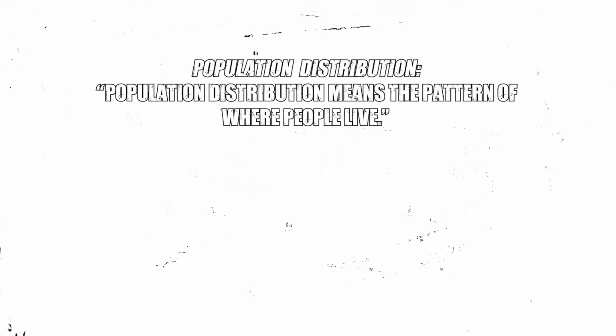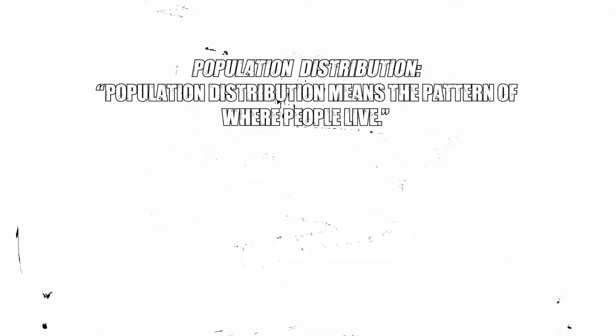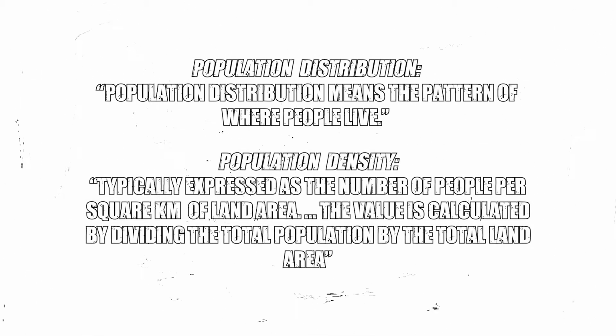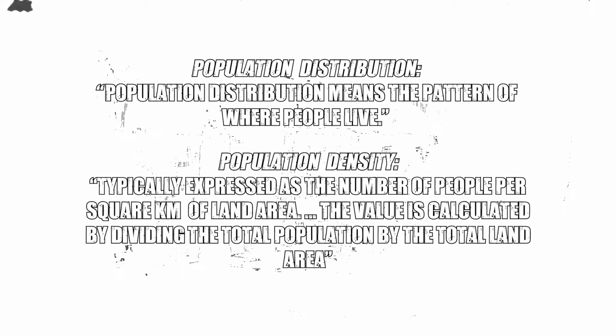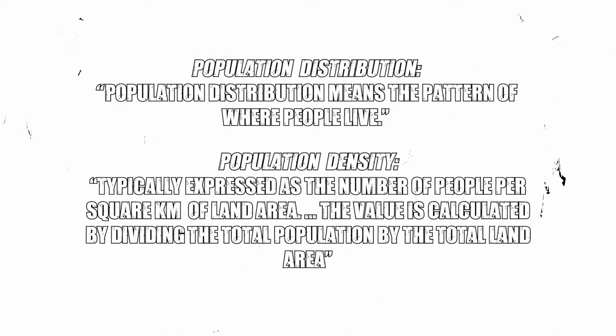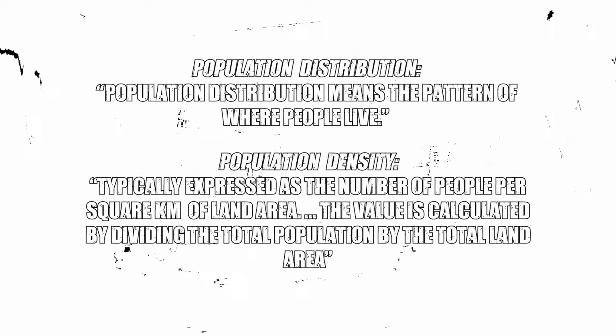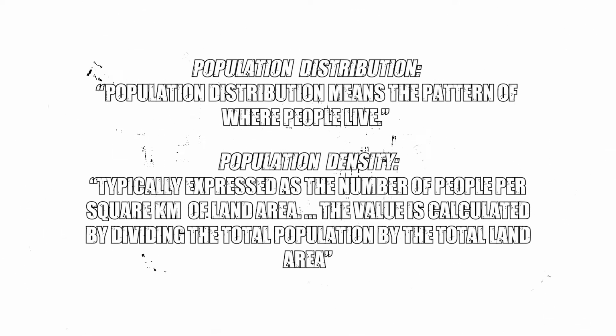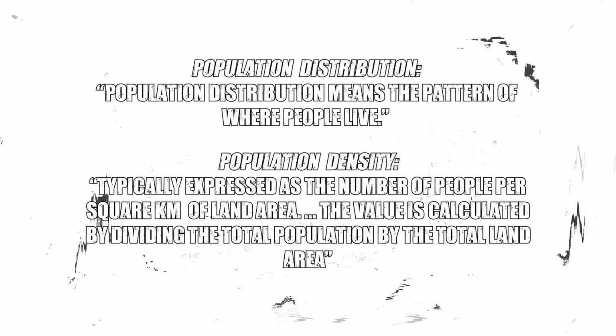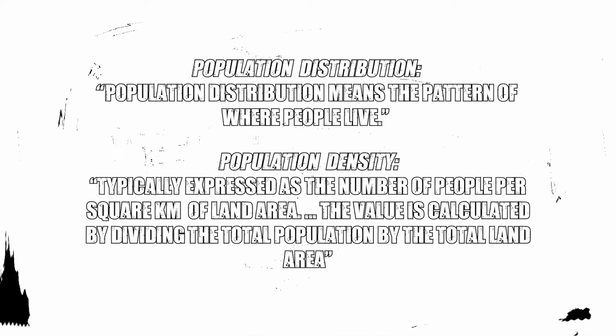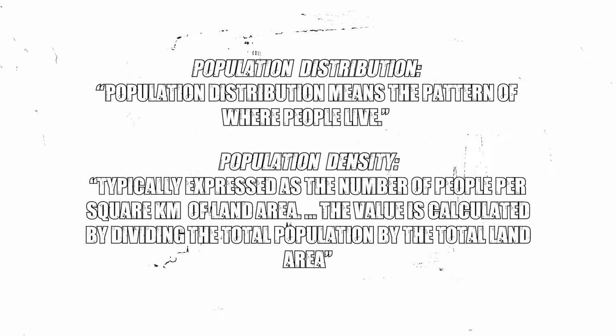To understand this, we have to discuss the definitions of population density and population distribution. Population distribution means the pattern of where people live. Population density is typically expressed as the number of people per square kilometer of land area. The value is calculated by dividing the total population by the total land area.